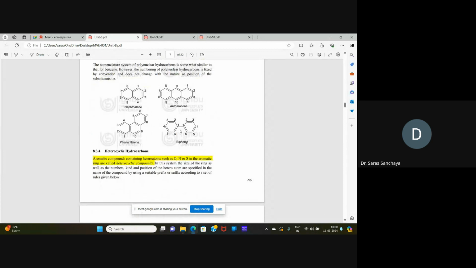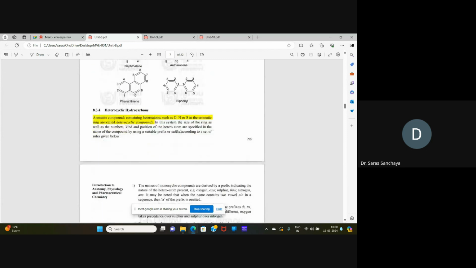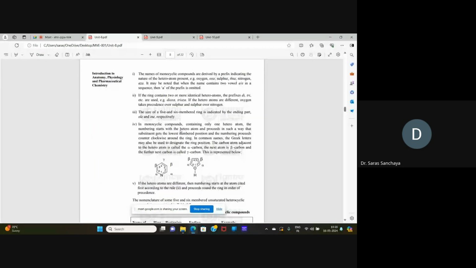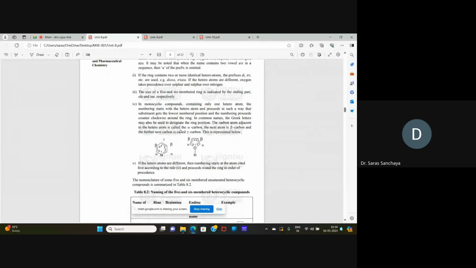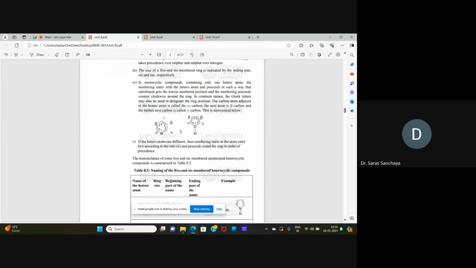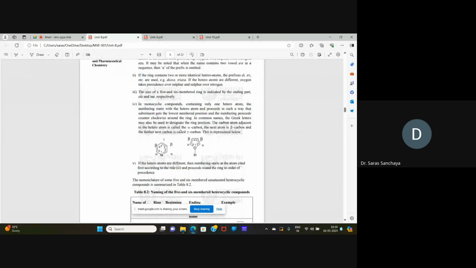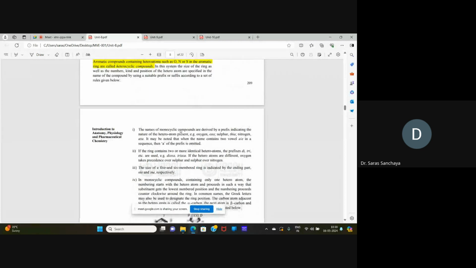Then heterocyclic hydrocarbons. Aromatic compounds containing heteroatoms such as O, N, or S in the aromatic ring are called heterocyclic compounds, such as this. In this, the benzene ring, there is one nitrogen attached in the sixth position, and OH is attached in the fifth position. So these are different types of heterocyclic aromatic compounds, hydrocarbons.